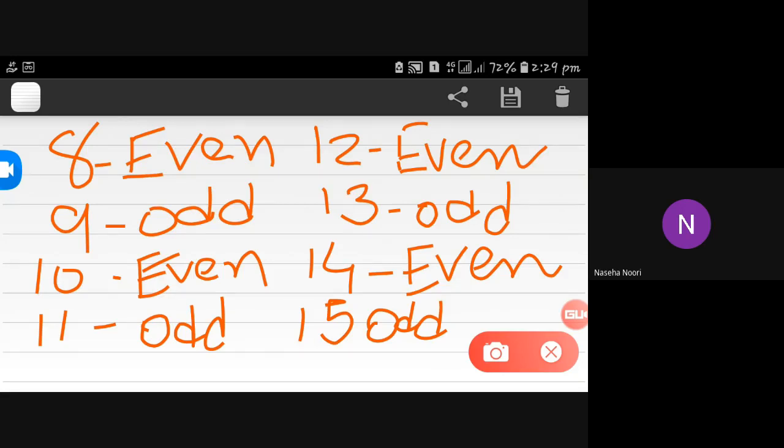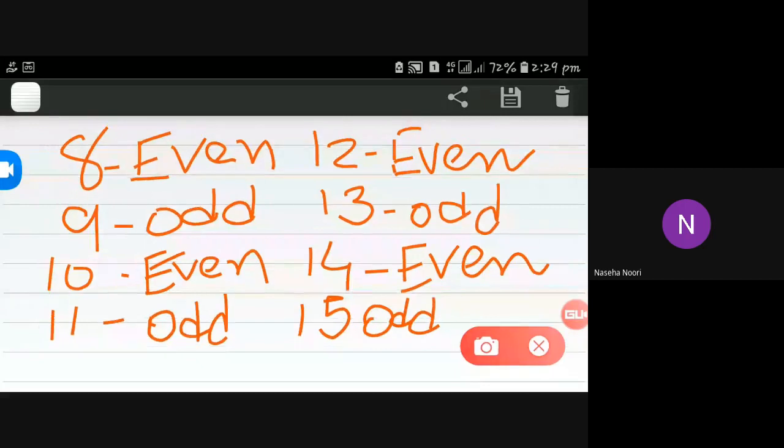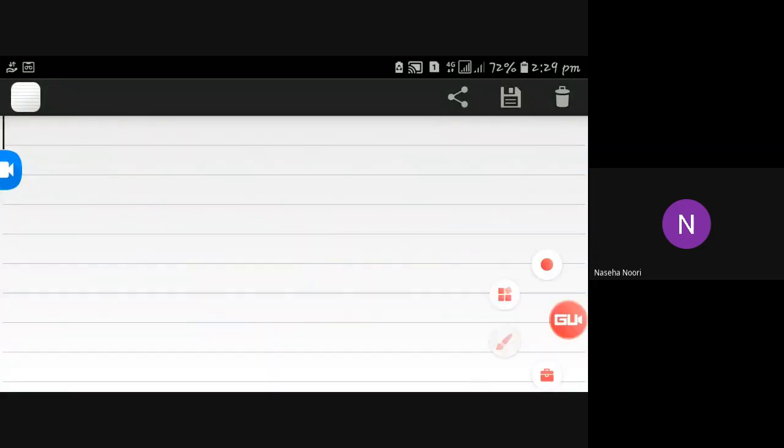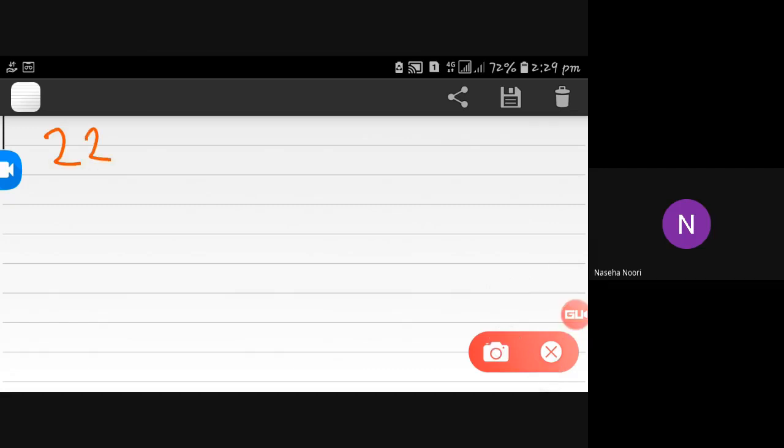3 is odd. Okay, then answer me. Which number is it? Suppose I am taking. Okay, tell me which number it is. 22. Odd. No, wrong answer. 1 is odd, then 2 is what? So 21 is odd. Even. 2 is even. Here is 22. So, odd? This is even. 22 is even.